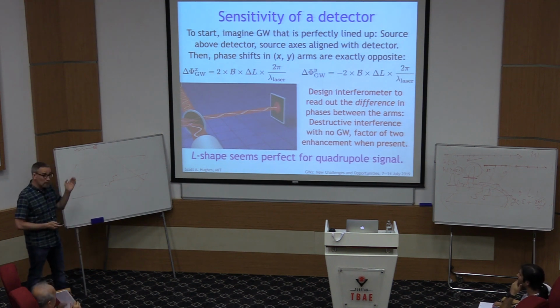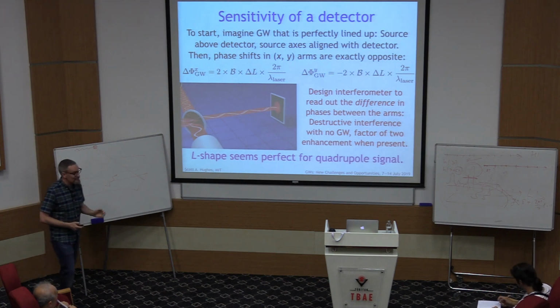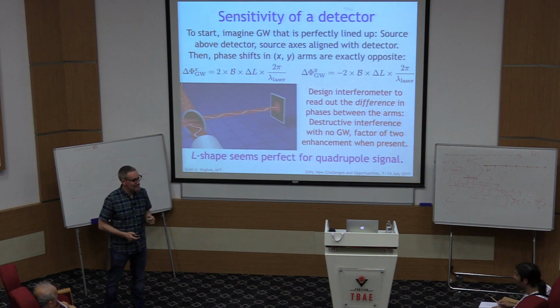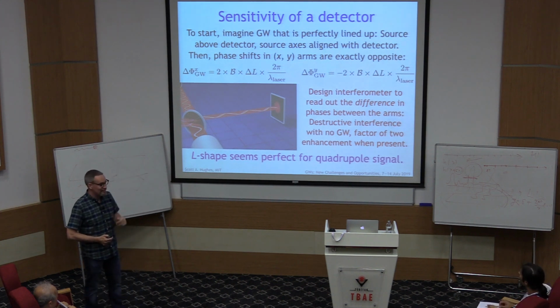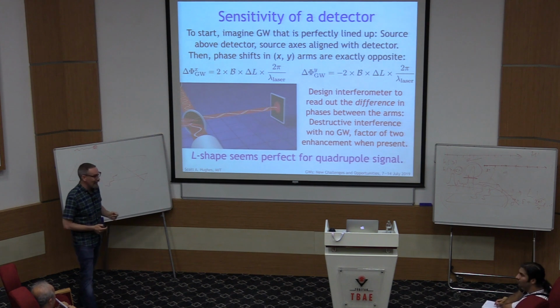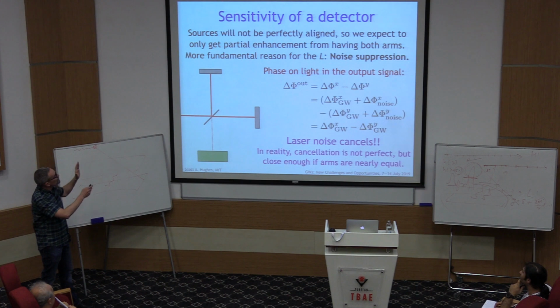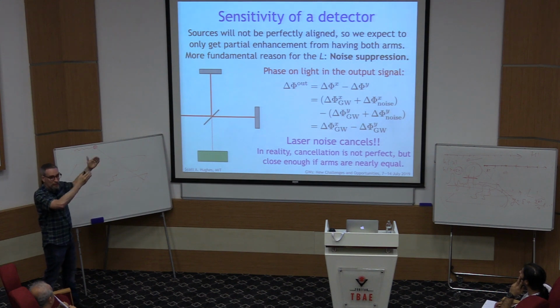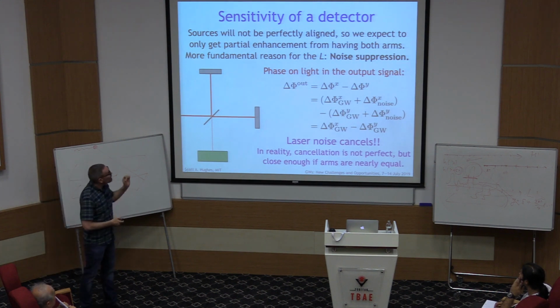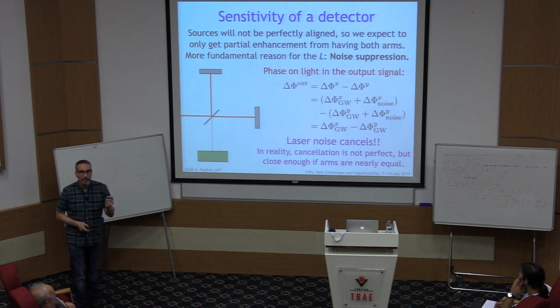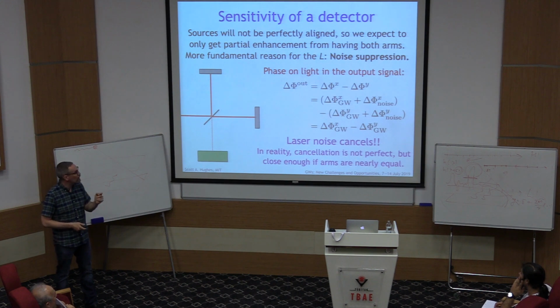In truth, the L-shaped arms have a different reason that's a lot more practical. It was Nick Smith, one of Nergis's graduate students, who taught this to me after I made an incorrect statement about this at a different summer school about 12 years ago. We would only expect there to be partial enhancement. That factor of 2 would be a factor between 1 and 2 for your average source. The more fundamental reason why the L shape is used for a detector like LIGO is that it helps us to suppress a very important source of noise.